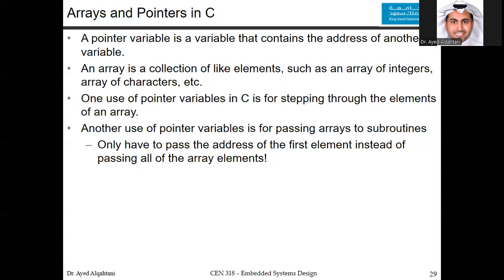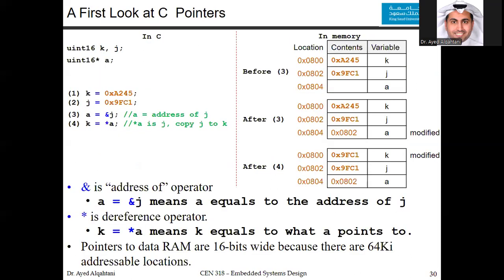An array is a collection of like elements, such as an array of integers, an array of characters, and so on. One use of pointer variables in C is for stepping through the elements of an array. Another way of doing this is using the index, as we mentioned. So let's have some examples to understand this better. Let's first look at pointers and how to work with them.